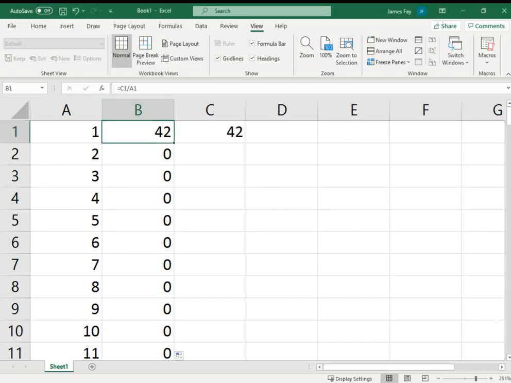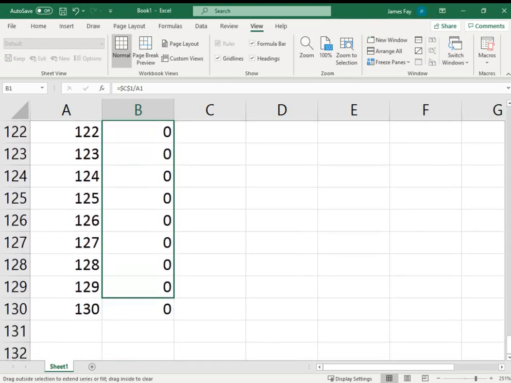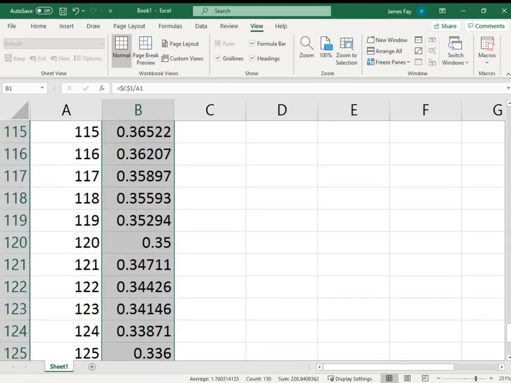All right, so we're going to take, so I just want, I've got to tell this to always use C1, and that should fix all those zeros eventually. So now I'll drag this. There we go.